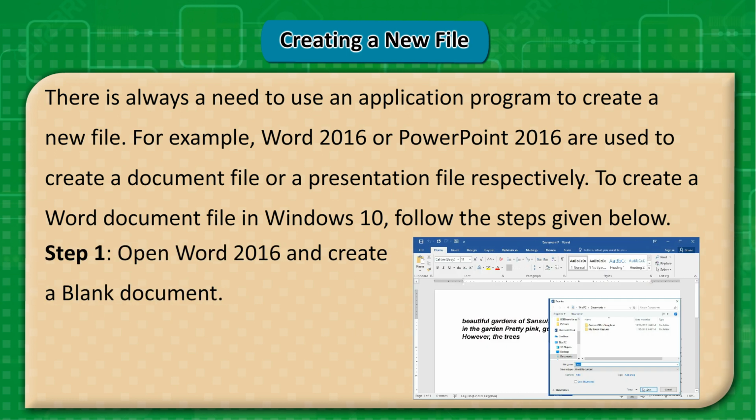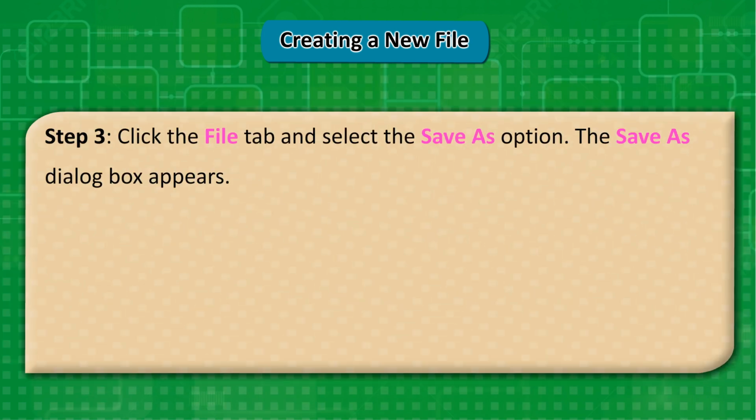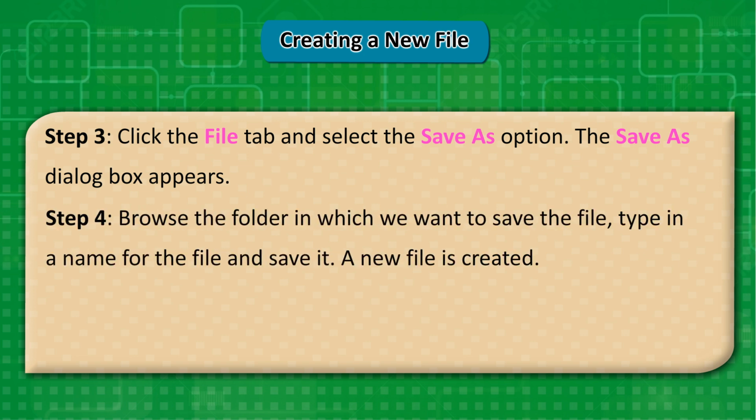Step 1. Open Word 2016 and create a blank document. Step 2. Type anything in the document. Step 3. Click the File tab and select the Save As option. The Save As dialog box appears. Step 4. Browse the folder in which we want to save the file. Type in a name for the file and save it. A new file is created.